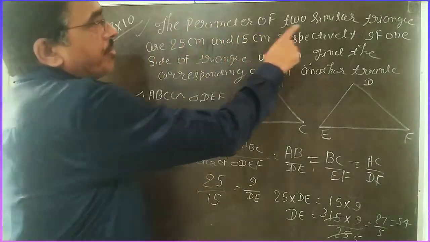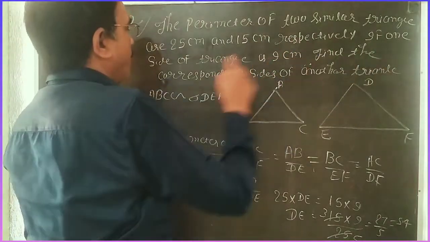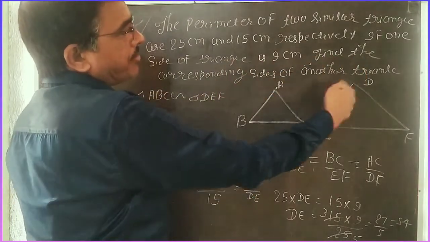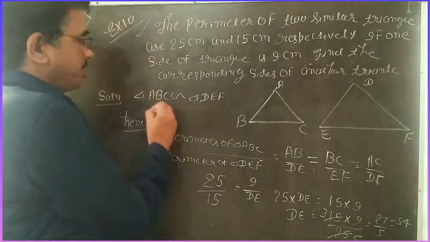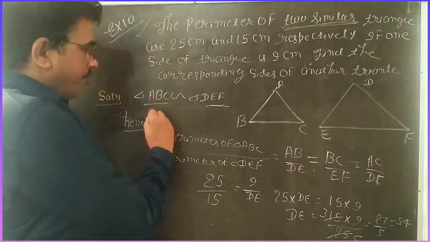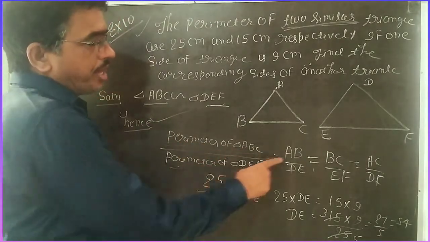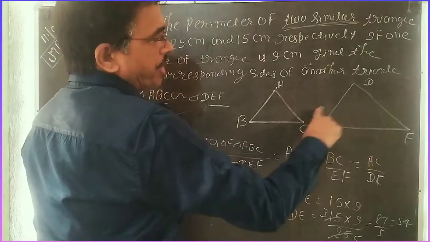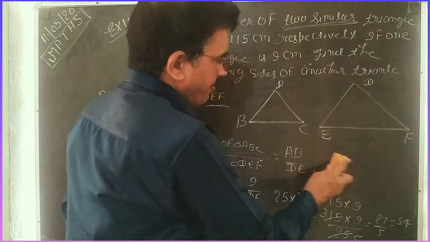The example is: the perimeters of two similar triangles are 25 cm and 15 cm respectively. If one side of the first triangle is 9 cm, then find the corresponding side of the other triangle. I draw two figures here, ABC and DEF, and it is clear that ABC is similar to DEF because two similar triangles are given. Then we know that the perimeter of triangle ABC by the perimeter of triangle DEF is equal to the ratio of their corresponding sides, meaning AB by DE is equal to BC by EF is equal to AC by DF. Here, student, you have only one side, so you write only AB by DE.